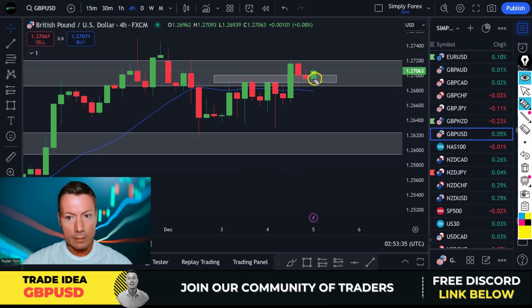And if you do, guys, my first target would be just back up to these highs. I'd be aiming for this 1.2740 level. So this is a nice area to buy from.